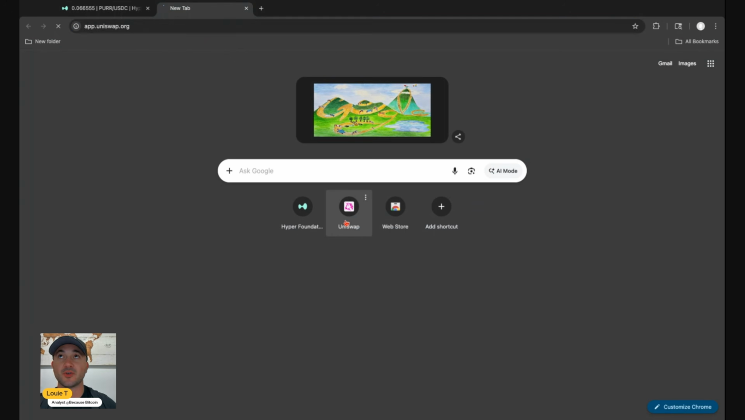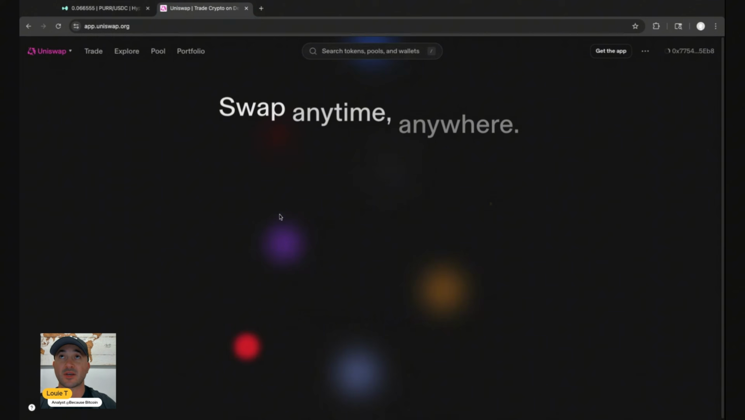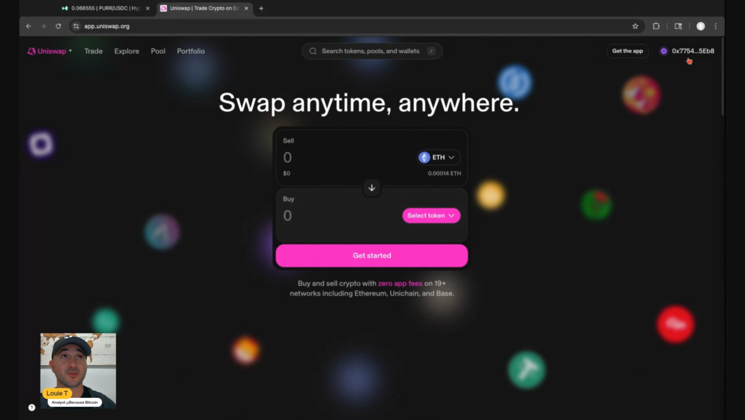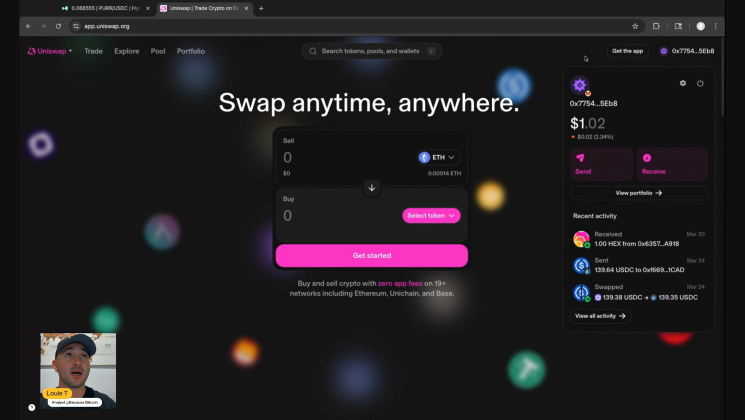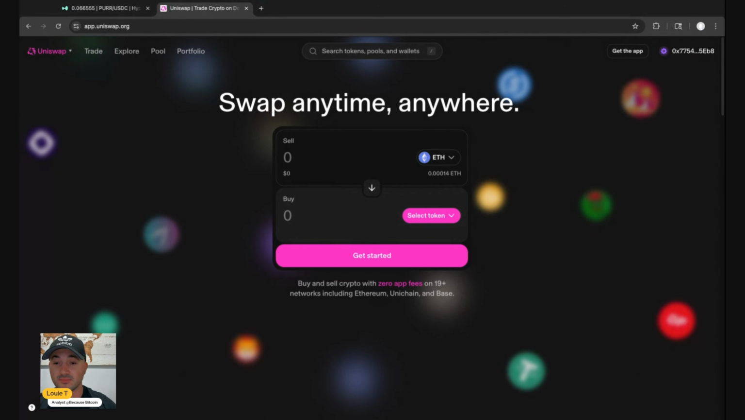So we're going to go to Uniswap. I always use Uniswap for my swaps. As you can see, my wallet's already connected, but if you weren't, you just have to click up here to connect your MetaMask wallet to Uniswap, and then use Uniswap to swap your tokens, right?